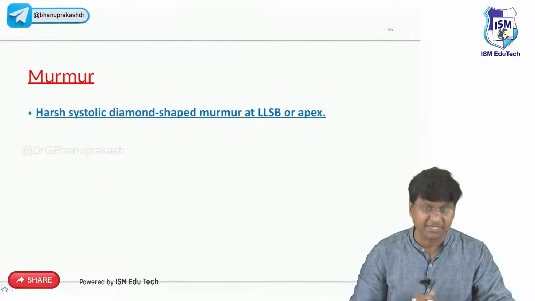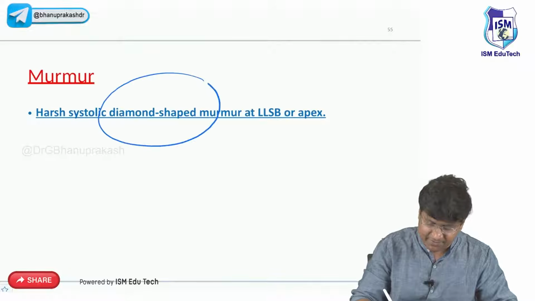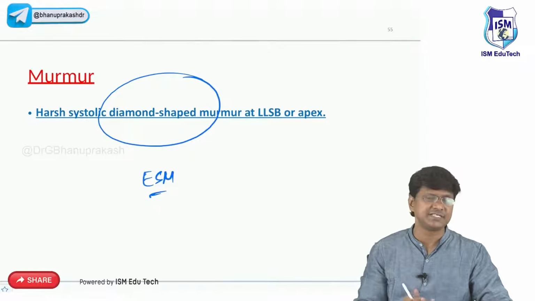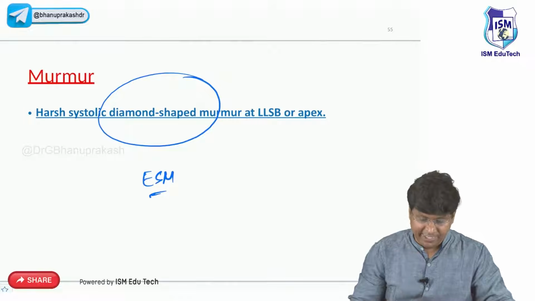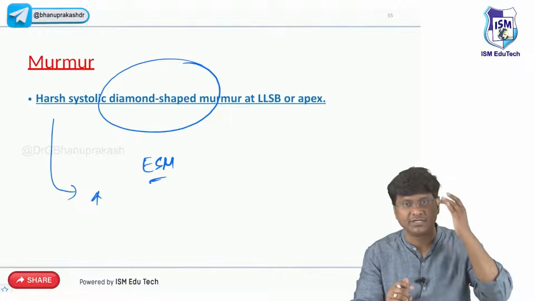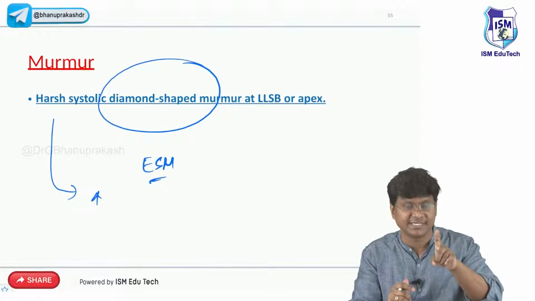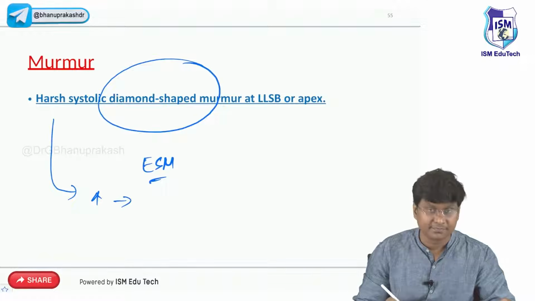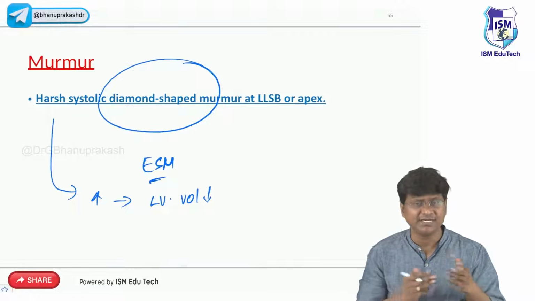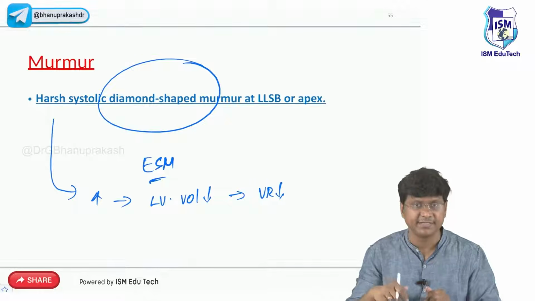Then you need to know the murmur. It is a harsh, systolic diamond-shaped murmur. It is the ejection systolic murmur, which is nothing but the mid-systolic murmur. And you have to remember that this particular murmur in dynamic auscultation is very, very important. The intensity of the murmur increases wherever the LV volume decreases. What are the conditions where the LV volume decreases? The conditions where the venous return decreases, right?